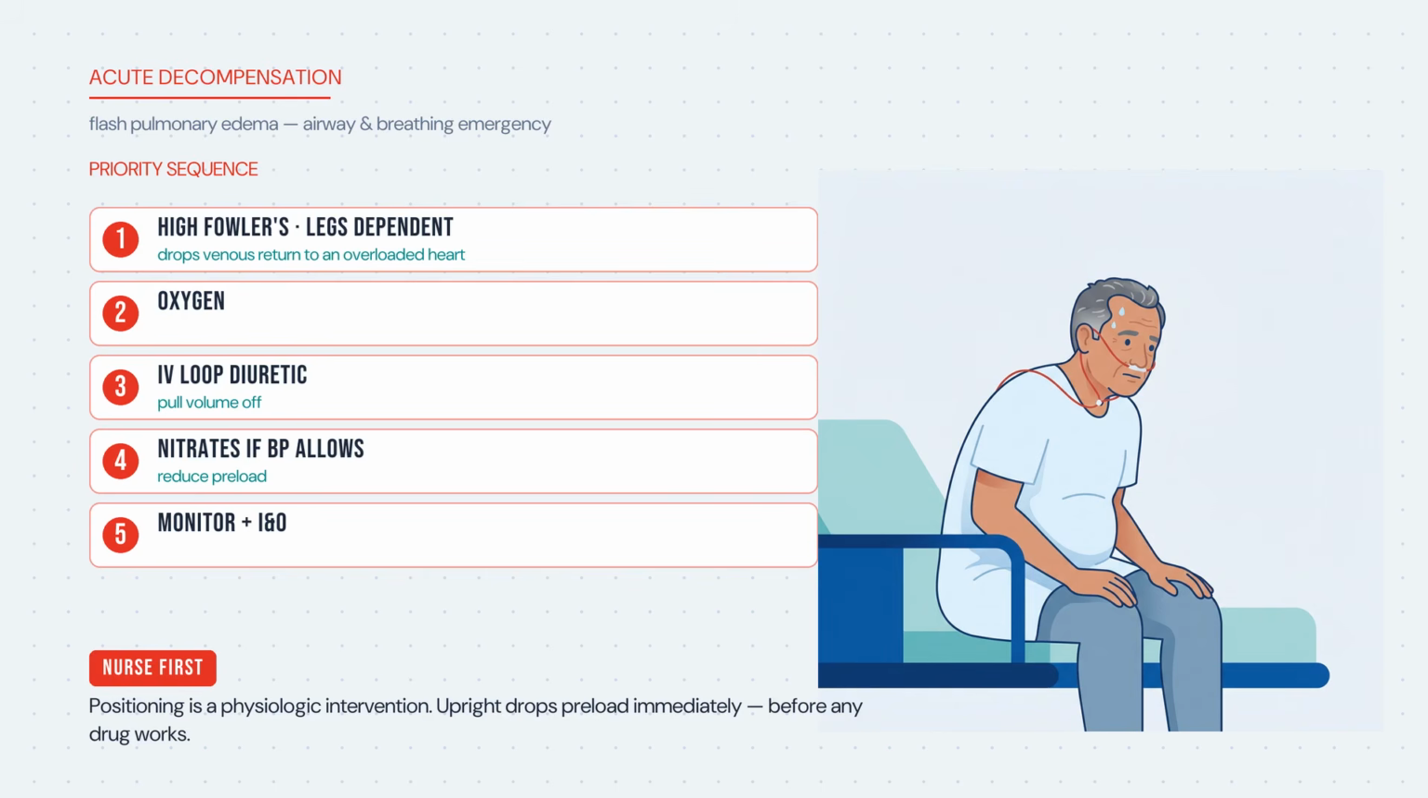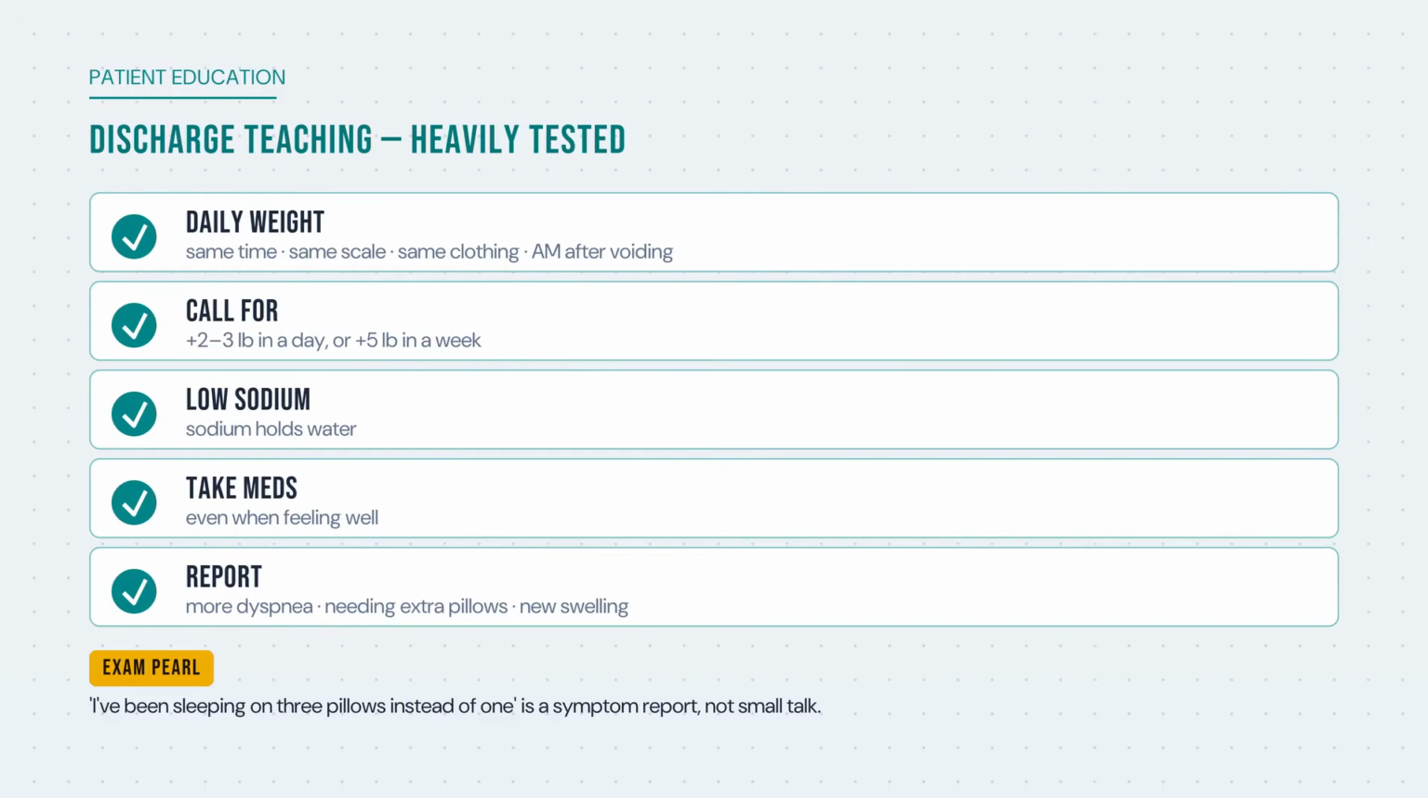And notice what the position is doing. It is a nursing intervention that changes preload. It is physiology, not comfort. Discharge teaching is where heart failure is actually managed, and it is heavily tested. Daily weight. Same time, same scale, same amount of clothing, first thing in the morning after voiding. Call for a gain of 2 to 3 pounds in a day or 5 in a week.